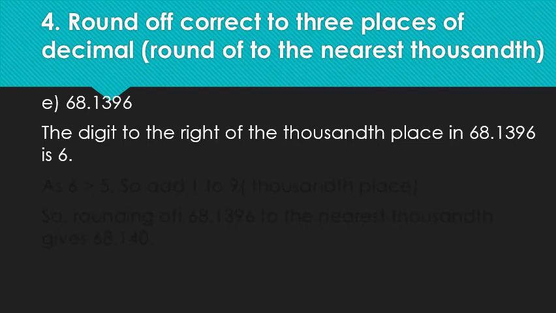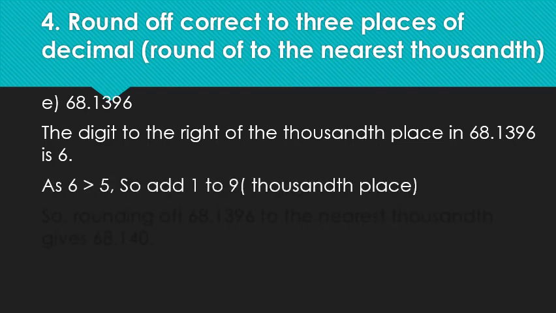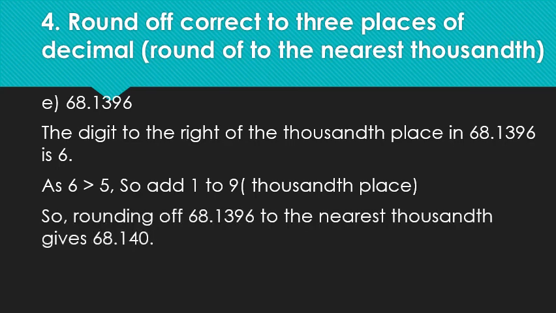68.1396 is 6. As 6 is greater than 5, so what will we do? We will add 1 to the digit at the thousandth place, which is 9. So we will add 1 to 9, right? And therefore, rounding off 68.1396 to the nearest thousandth gives 68.140, right? Or we can say 68.14.